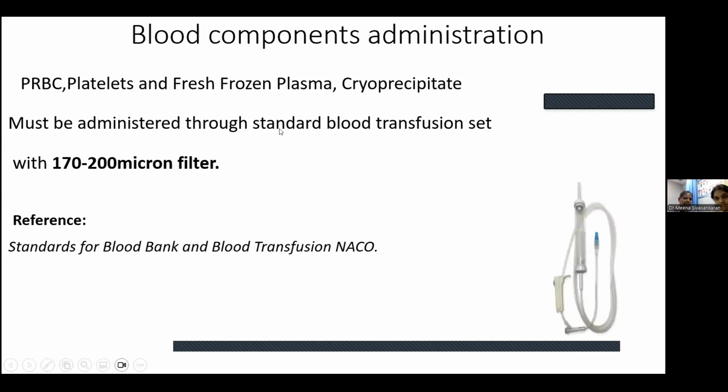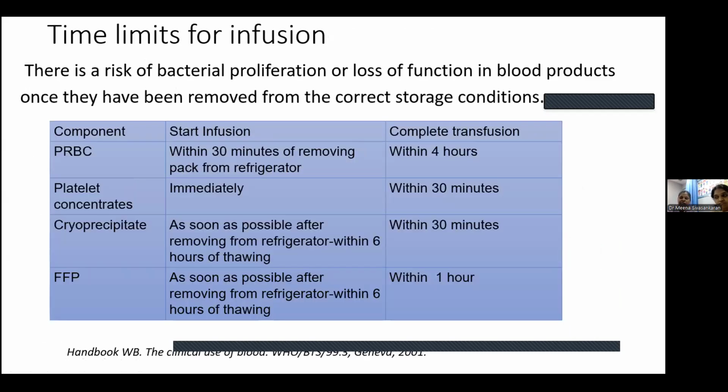Blood component administration. PRBC, platelets, fresh frozen plasma, and cryoprecipitate are the blood components we give. Blood components must be administered through the standard blood transfusion set, that is a 170 to 200 micron filter set. This is the standard set we are using.